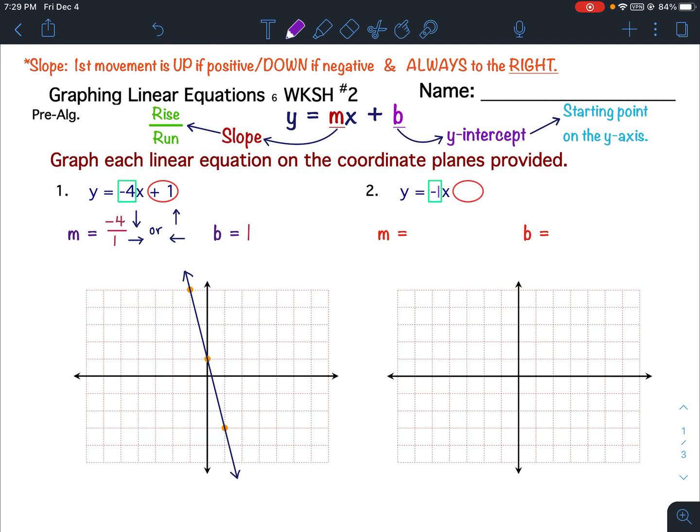If you have any questions on worksheet number 2, please do not hesitate to ask. All right, and then just one more quick reminder. You need the slope, that is 1 point, including the arrows. You need the y-intercept, that is 1 point, and you need the graph, that is 1 point. If you have any questions on this worksheet, please let me know.